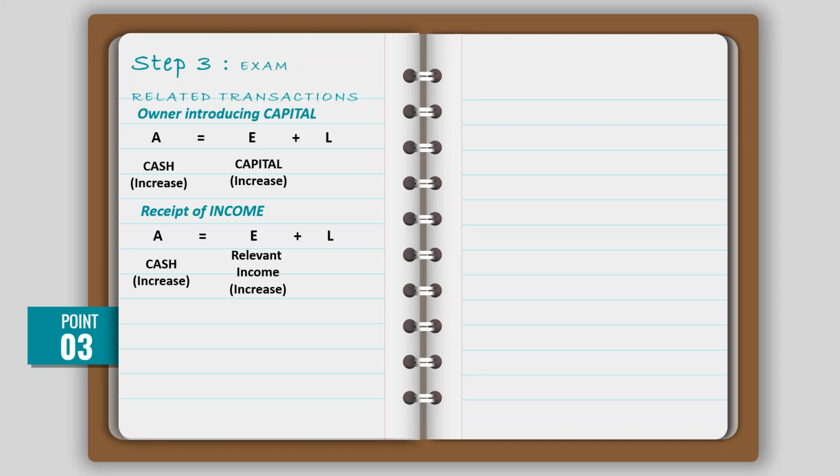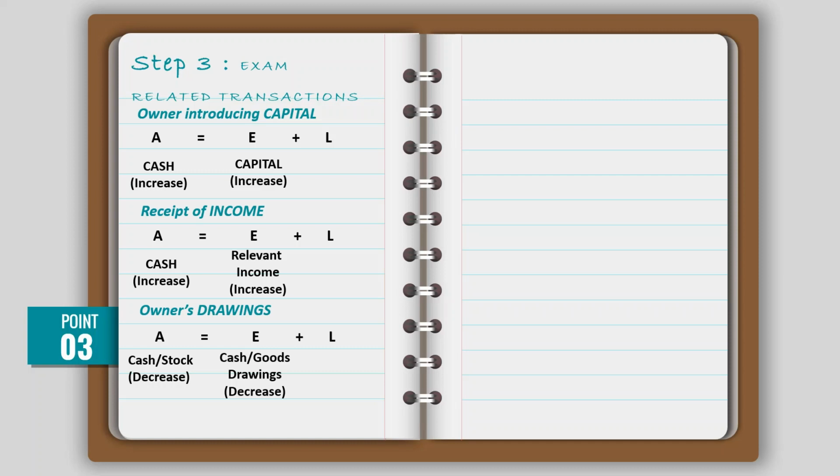Next, owner's drawings. You all know that drawings are of two types. Number 1, cash drawings. Number 2, goods drawings. Irrespective of cash or goods, equity will decrease due to drawings. Due to decrease in equity, asset also will decrease. That is, if it is cash drawings, cash will decrease. If it is goods drawings, stock will decrease under asset.